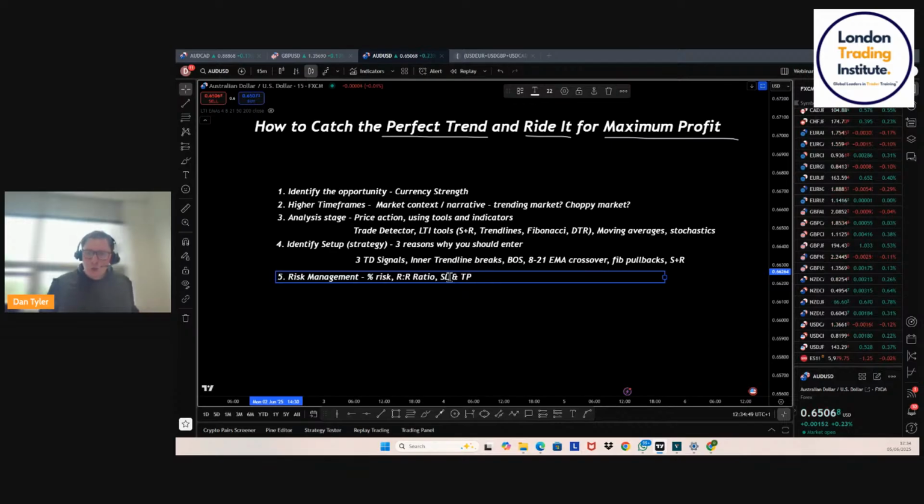We want to make sure whenever we're investing our money into these opportunities, we want the same, if not more, of a return if we win. Okay.